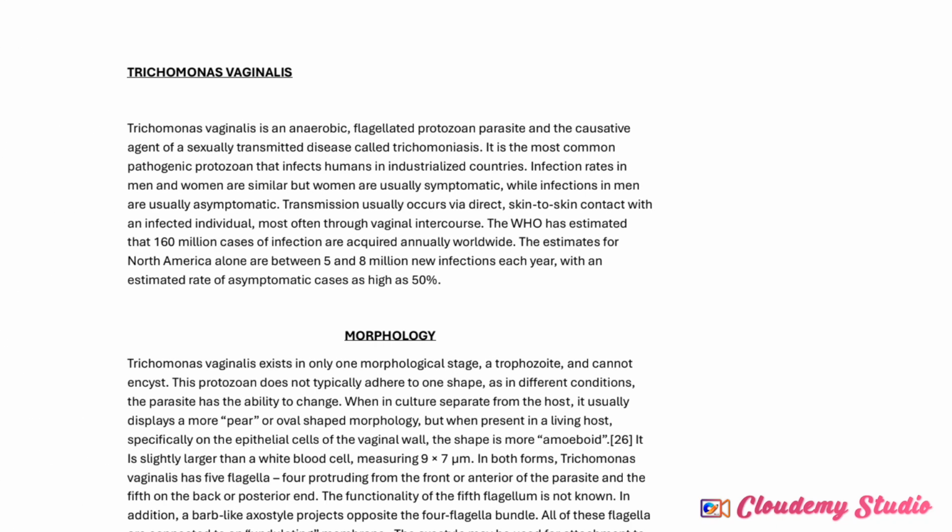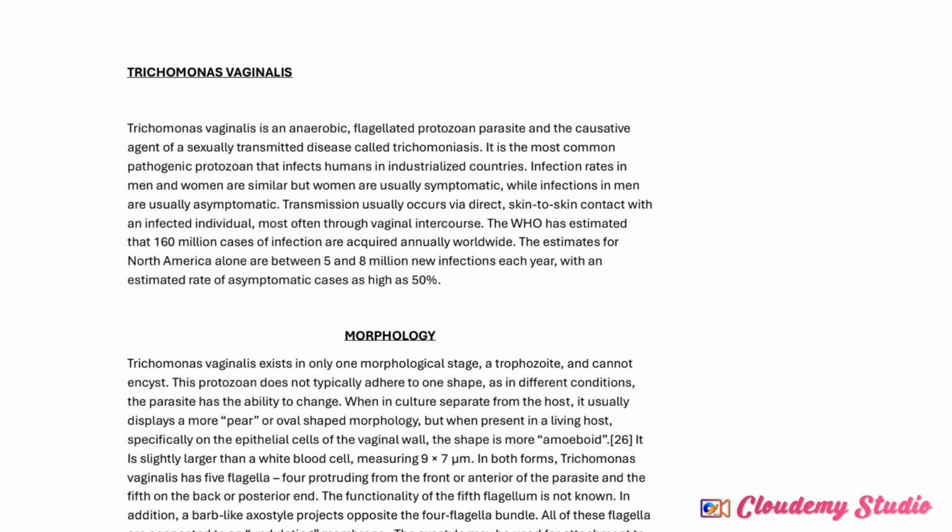Trichomonas vaginalis is an aerobic flagellated protozoan parasite and the causative agent of the sexually transmitted disease called Trichomoniasis. It is the most common pathogenic protozoan that infects humans in industrialized countries, and we can say Trichomonas vaginalis is a cosmopolitan parasite of the urogenital tract, found in both men and women. It is found in the vagina and may be found in other urogenital parts, where in men it is found in the ureter, the prostate, the seminal vesicle, and other parts of the urogenital system of men.